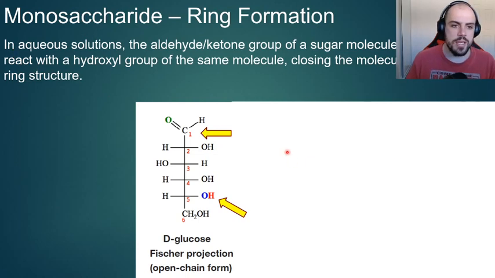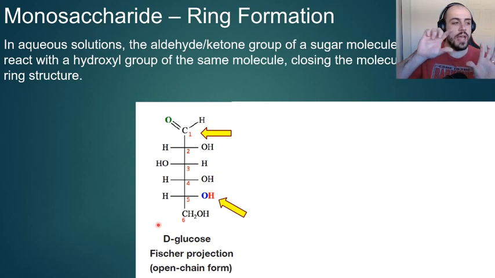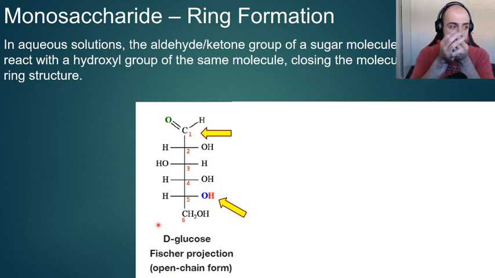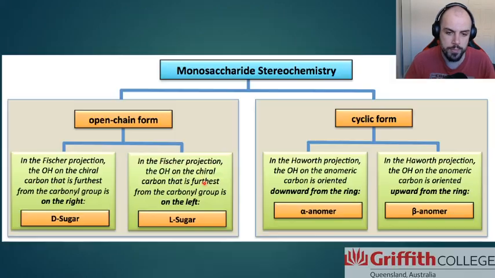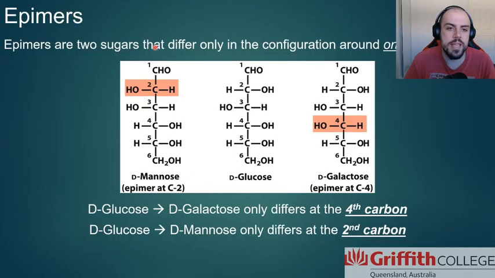Now, what we can see here is that our Fischer projection can turn into a Haworth, or go into its cyclic form and then branch open again. On your Fischer projections, you have 1 to 6 written on H and OH. Oh, you mean down here, like 1, 2, 3, 4, 5, 6? No, that won't be written for you. That's just to help simplify things.